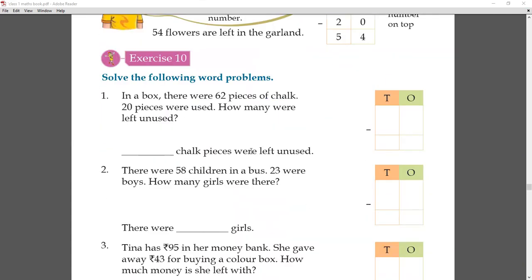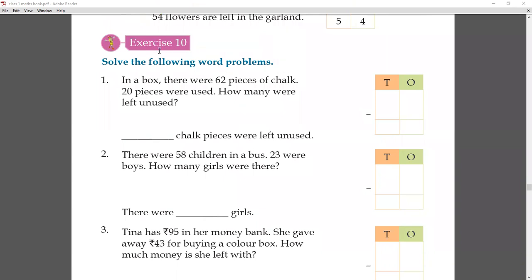Okay. Now look at this. Exercise number 10. Solve the following word problems. In a box, there were 62 pieces of chalk. So we write 6 and 2 here. Okay. Next is 20 pieces were used. How many were left unused? अब उसमें से कितना 20 जो pieces है वो used हो चुके हैं. So we write 2 and 0.